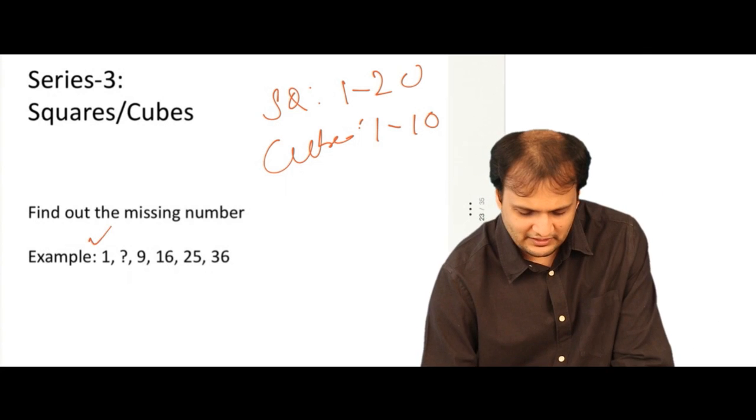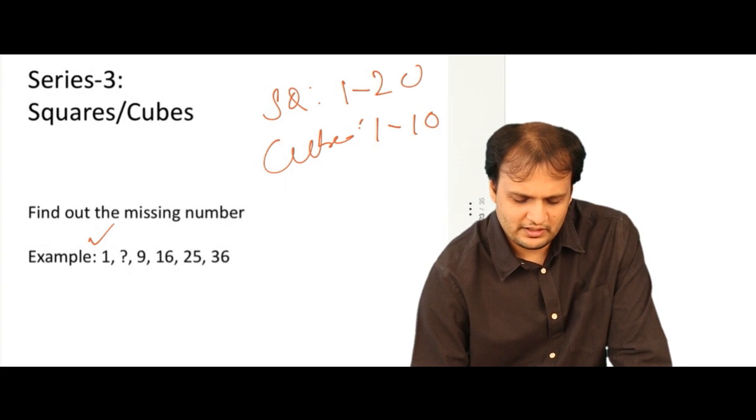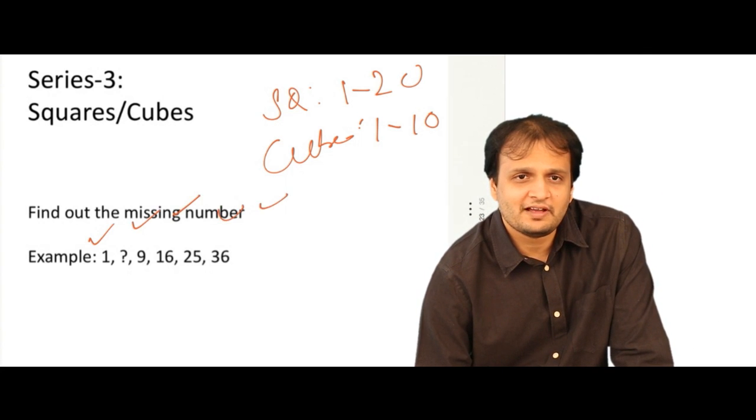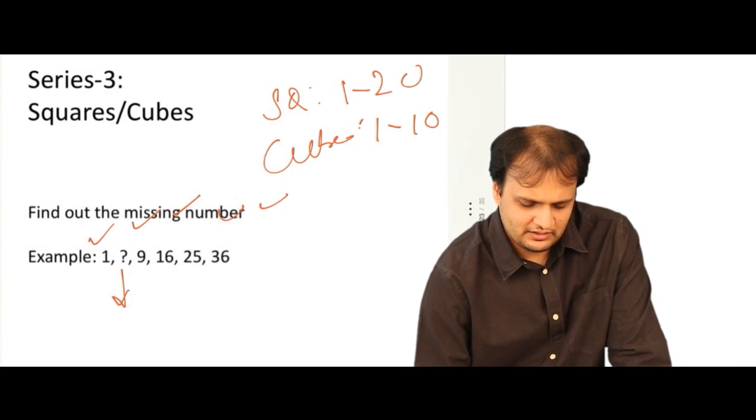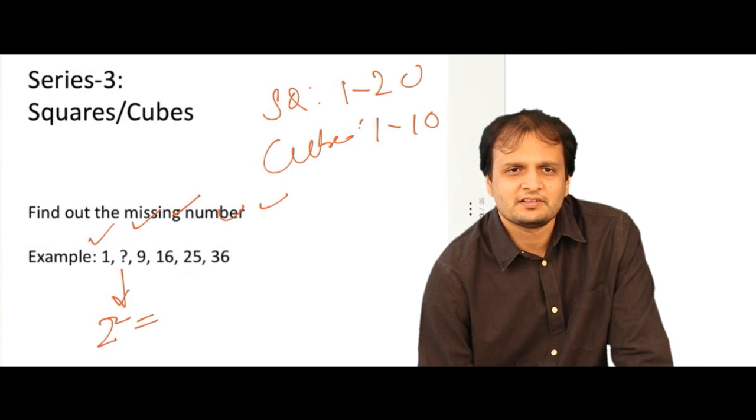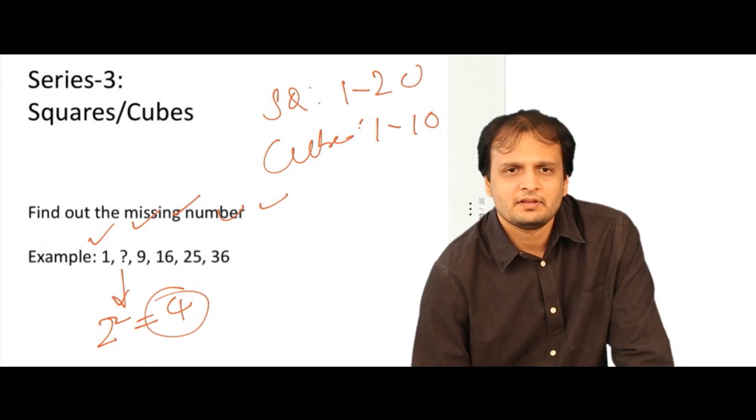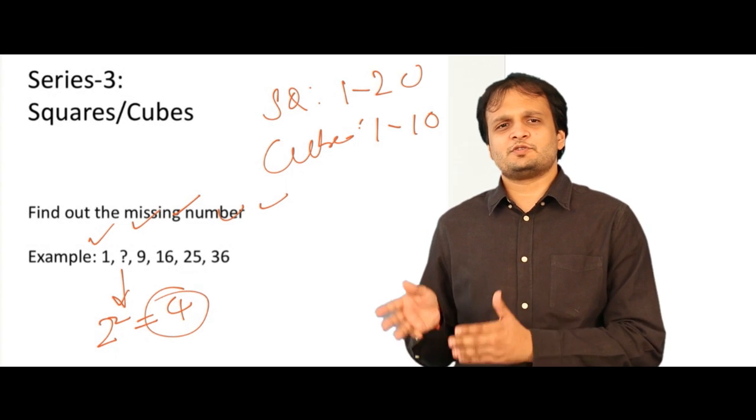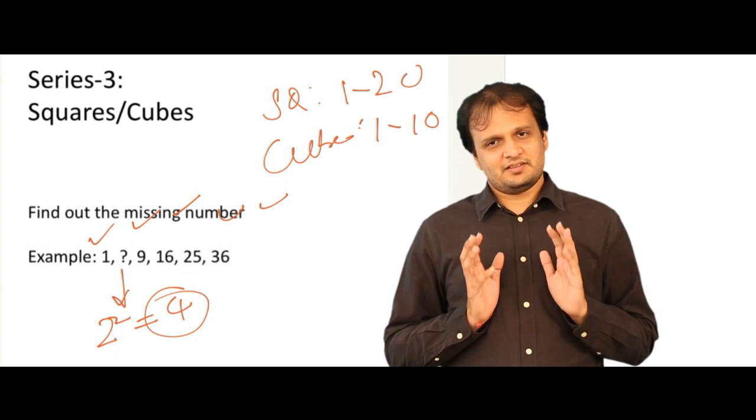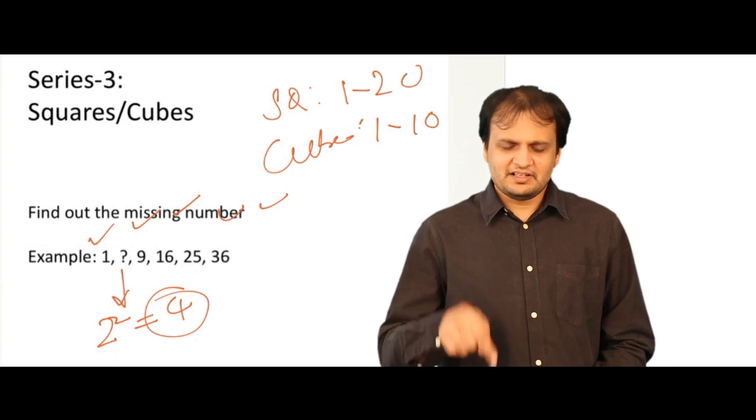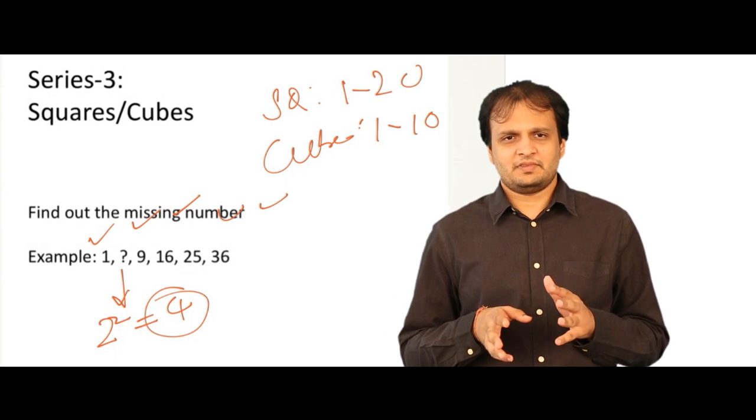So this is 1 square is 1, this is 3 square, then there is 4 square, 5 square, 6 square. So what number is missing here? The number that is missing here is 2 square. So this should be 4. So 1 square, 2 square, 3 square, 4 square, 5 square and 6 square. Is this clear? So the number that is missing in this question is 4.